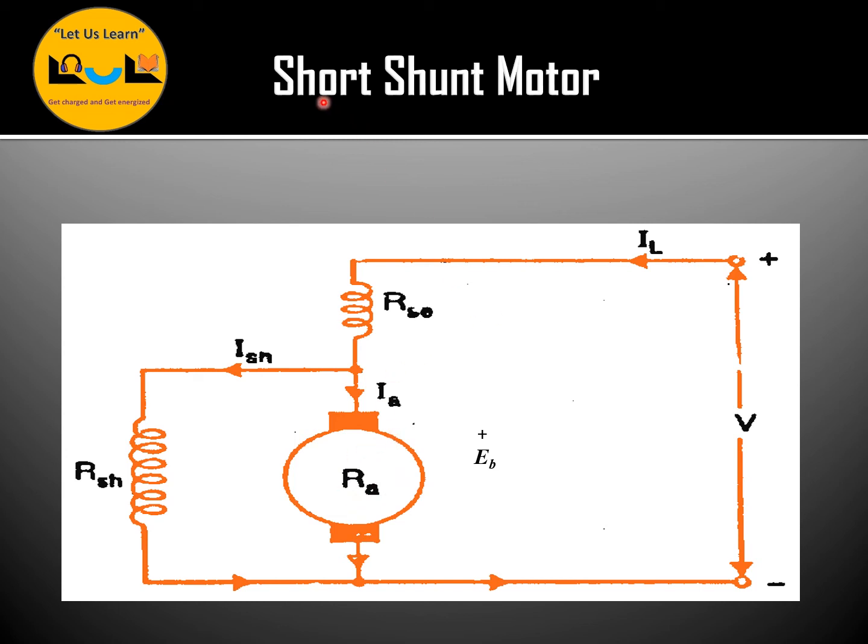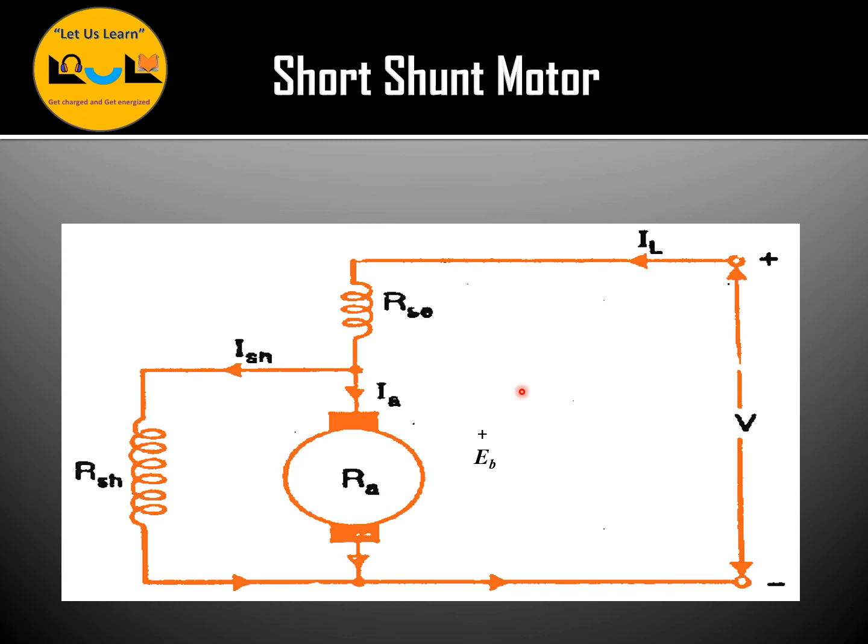See here, from the name, it is a short shunt motor. Short shunt motor means the shunt field winding should be connected across only the armature winding. The series winding resistance is separate, but the shunt field winding and the armature winding are both connected in shunt, that is, in parallel. So in short shunt, the shunt field winding is connected across only the armature winding. V is the supply voltage, or total voltage, or input voltage.